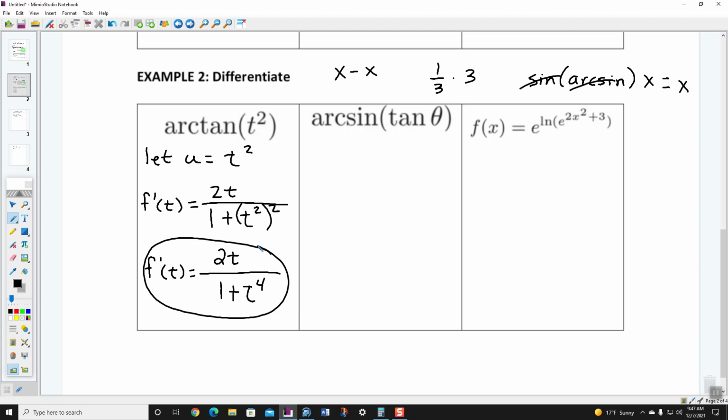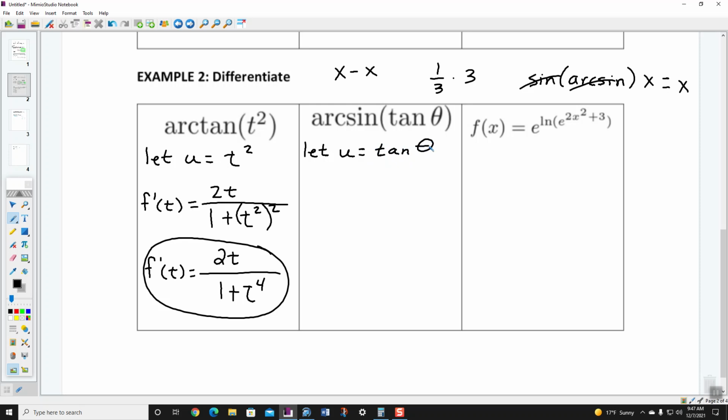Okay, first of all, everything with respect to theta, right? What do you think you're going to let u equal here? You want the derivative of the inverse sine of the tangent of theta. I'm going to let u equal the tangent of theta.